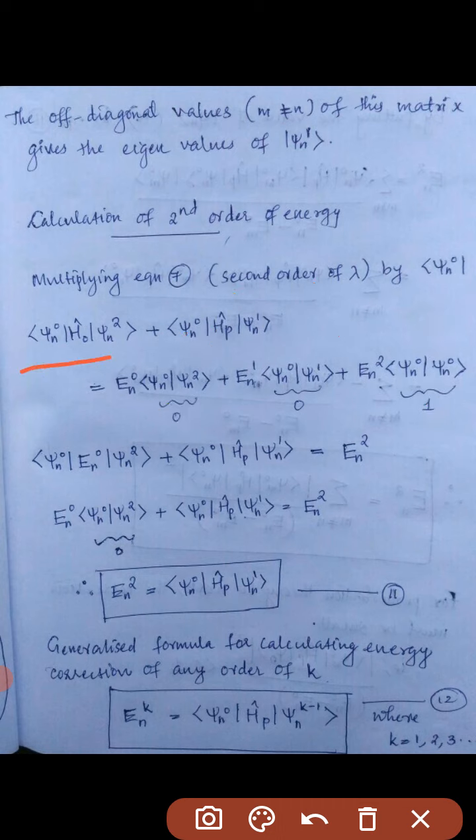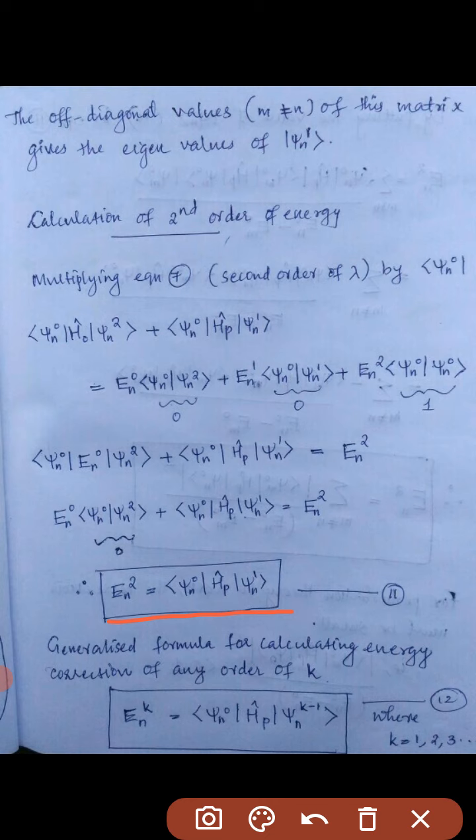Therefore on the LHS, H0 acting on psi n0 gives the eigenvalue En0 along with the same wave function psi n0. Then psi n2 plus this value, which is equal to the right hand side, where these two become 0, and the remaining is En square. I also took the En0 outside, therefore this is 0 and the order is 2, so this is equal to 0. Therefore En square is the second order energy. The second order correction in energy is En square equal to psi n0 hp psi n1. That is equation number 11.